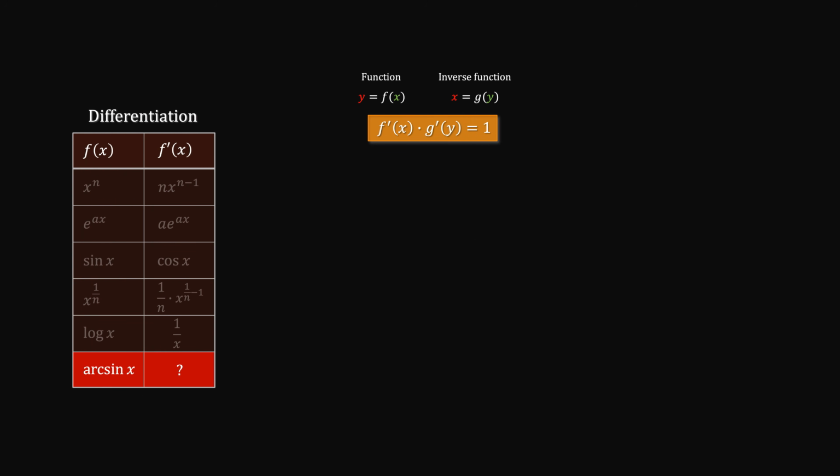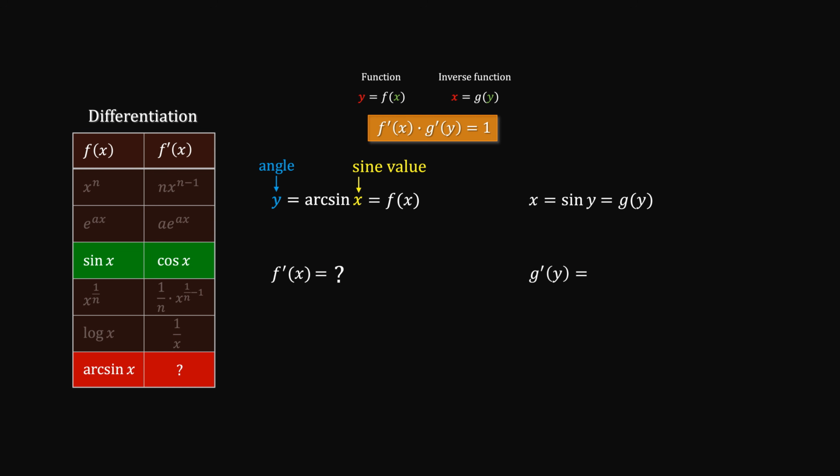Now let's tackle arcsine. Let's call it function f of x. To get its derivative, think of the inverse. Arcsine gets you the angle. Hence, y is the angle here. x is the sine value. Therefore, x equals sine y. Call it function g. We know its derivative is cosine. Now, using the inverse rule, f prime would be the inverse of g prime, which is 1 over cosine y.